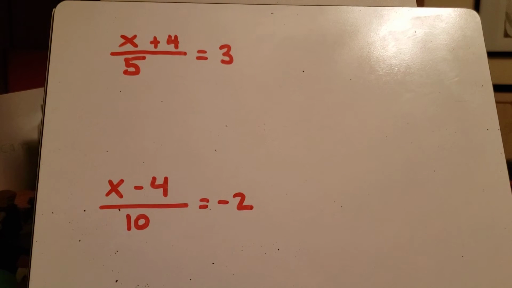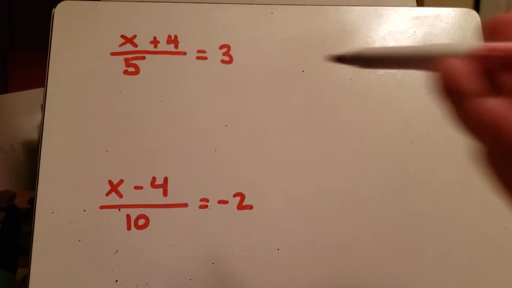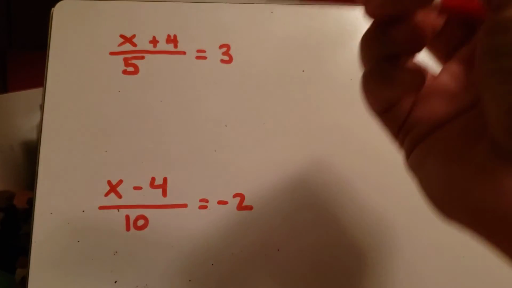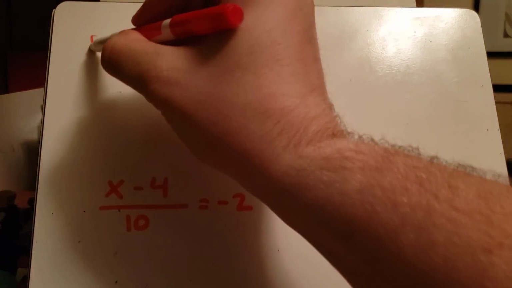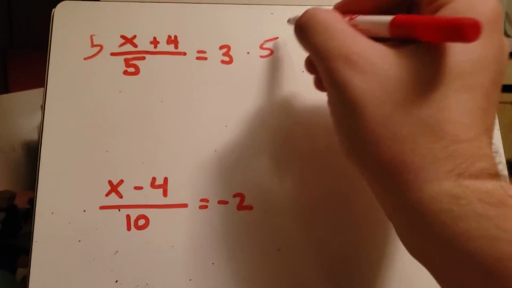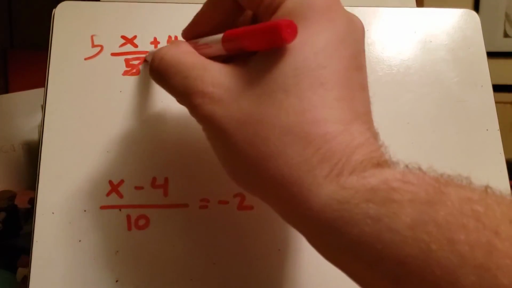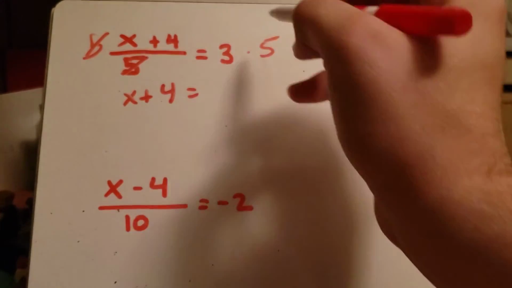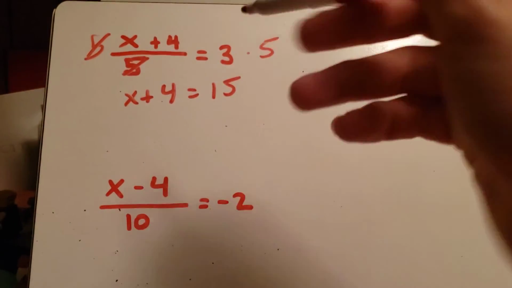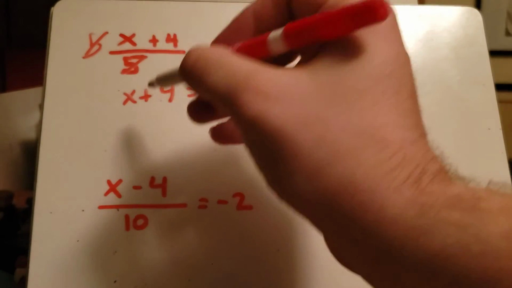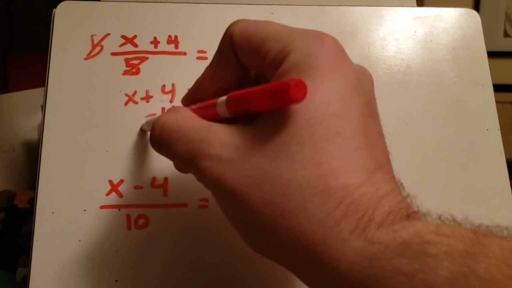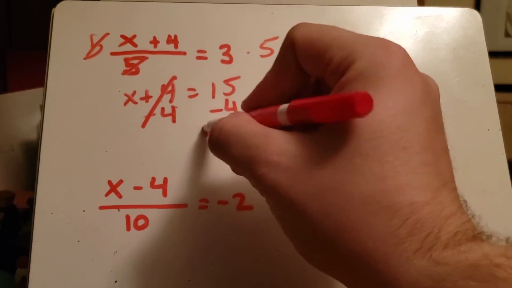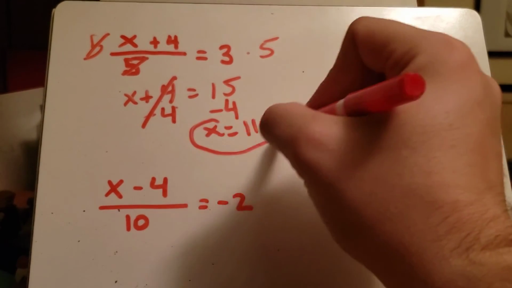And we're going to do that by multiplying. So what we'll do is we're going to multiply each side by the denominator to eliminate that denominator. So in this first one here, the denominator is 5. So we have to multiply this whole side by 5 and this whole side by 5. And when we do that, we get these 5's to cancel, and we get x plus 4 on the top and this side, and we get 15 here. Now we can do our addition and subtraction. We need to subtract on this one, and we end up getting x is equal to 11.